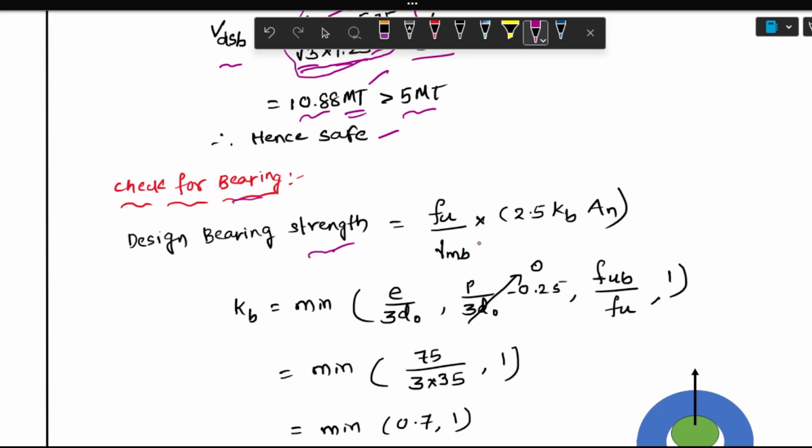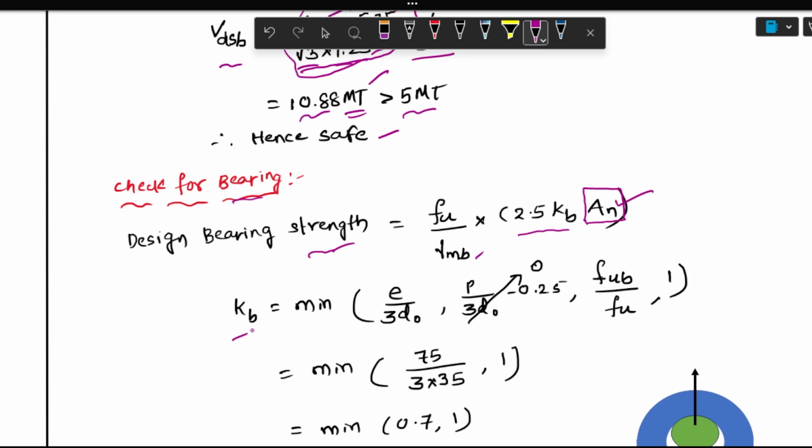The formula I am taking here is Fu by gamma mb into 2.5 kb into d t Fu is the actual formula, but I am considering dt as the net area which is going to resist the bearing. In case of a bolt, it is diameter into thickness, but here the net area will change. So let us consider it as An, and the remaining things are the same, you all know.